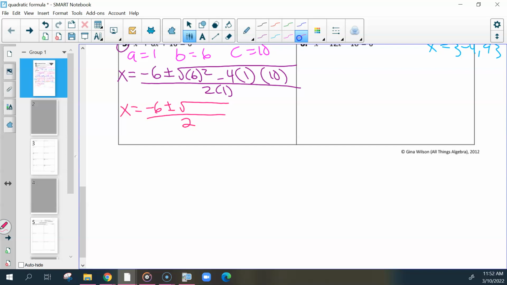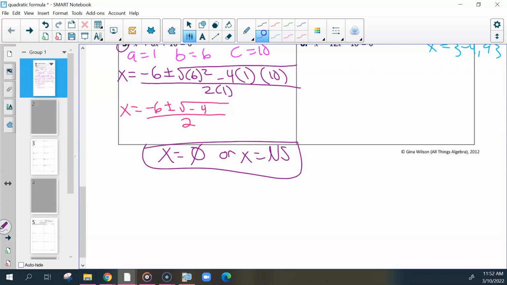-4. Can we take the square root of a negative number? No. So when you get to something like this, your solution should be none. You cannot take the square root of a negative number. You could try. Let's say you're not sure, or you know that 4 is a perfect square, but then you put in the negative and it would tell you it's a non-real answer. That would tell you your quadratic would not cross your x-axis at all.